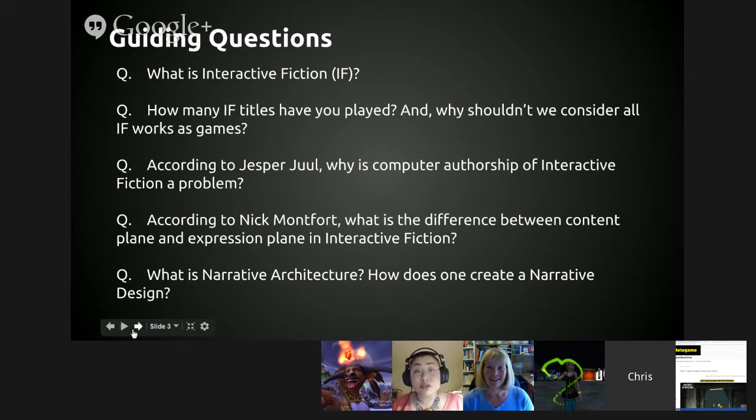Current scholarship is going toward the idea of using artificial intelligence to generate narrative, and there are really big controversies with that generation right now. The fourth one is, according to Nick Montfort, what is the difference between content plane and expression plane in interactive fiction? Nick Montfort does a wonderful job using computational linguistics to understand interactive fiction. His dissertation is by far one of my favorite readings on this topic. We'll discuss how he dissects interactive fiction into narrative parts using narratology. And the last question is, what exactly is narrative architecture, and how does one create a narrative design? All right, so that's it. Please go next.